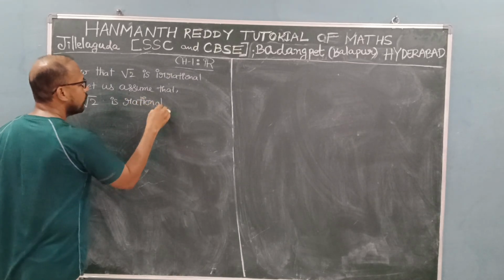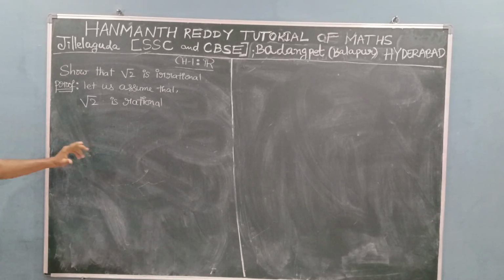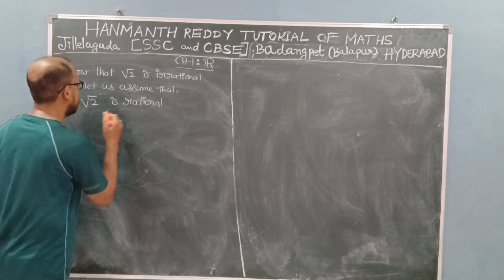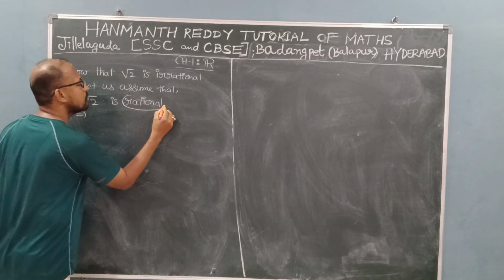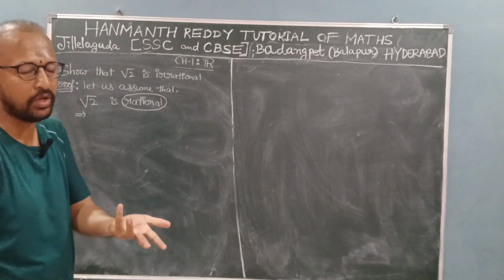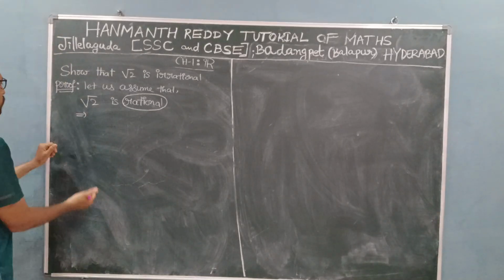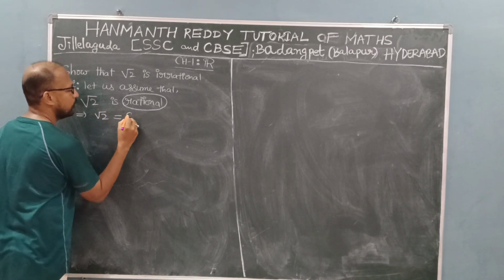It's a very lengthy method, so that's why I'm writing very clearly. Try to understand. Now, root 2 is rational, which implies, as per the rational number definition, the number which is in the form of p by q or a by b. You can write anything on your own. So that implies root 2 is equal to a by b.